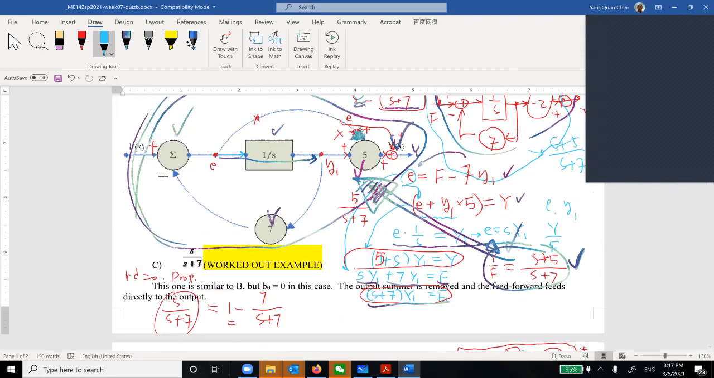No, this is something wrong. Part B, yeah, this is wrong. Actually, they didn't draw it correctly. They should draw in here and have a summation here. So everything here is 1. The gain is 1. This one is 5. Okay. All right. Clear?